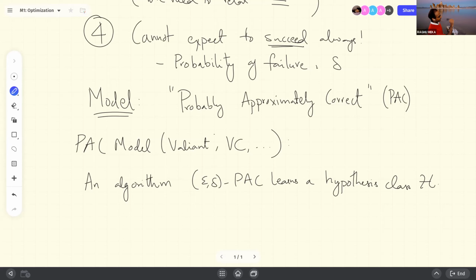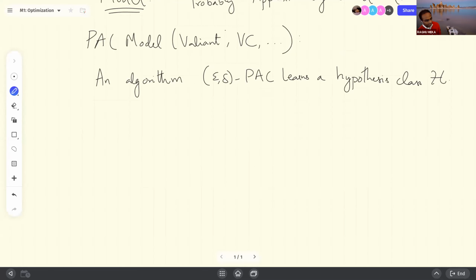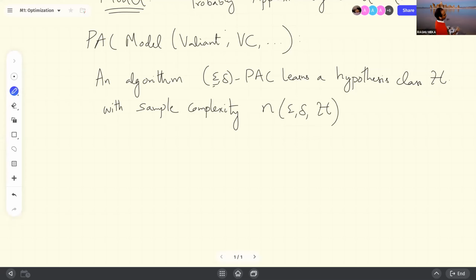So as I said, this delta can be made really small. The dependence is usually like 2 to the minus n, where n is the number of samples. So the more important one is epsilon. So an algorithm has this chance of failure with sample complexity n of epsilon, delta, H. I tell you, I have my algorithm, and my holy grail is somehow to say, okay, you give me so many samples as a function of epsilon comma delta.